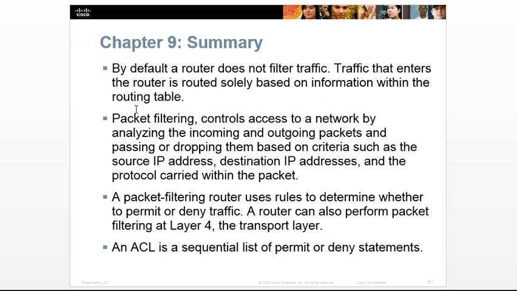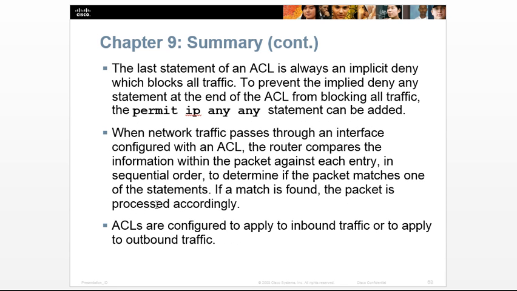So by default, your routers are not going to filter any traffic. Instead, traffic that enters is routed solely based on the information within the routing table. Packet filtering is going to control access to this network by analyzing the incoming and outgoing packets. Packet filtering routers use rules to determine whether to permit or deny traffic. And an ACL is a sequential list of permit or deny statements. The last statement of an ACL is always an implicit deny.